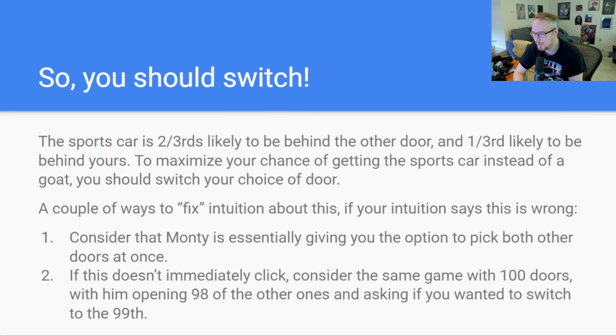The sports car is 2/3 likely to be behind the other door and 1/3 likely to be behind yours. To maximize your chance of getting the sports car instead of a goat, you should switch your choice of door.